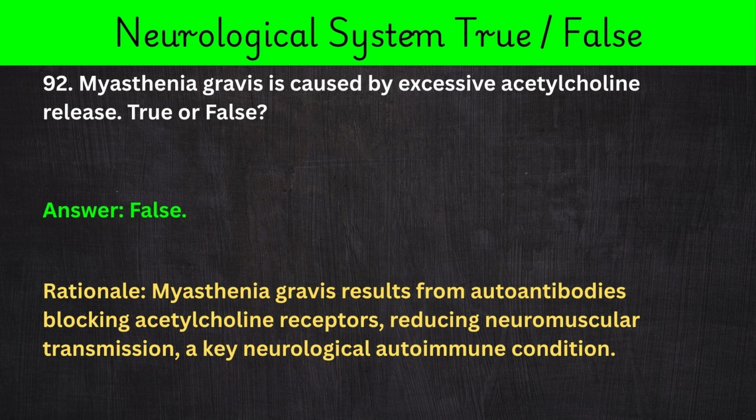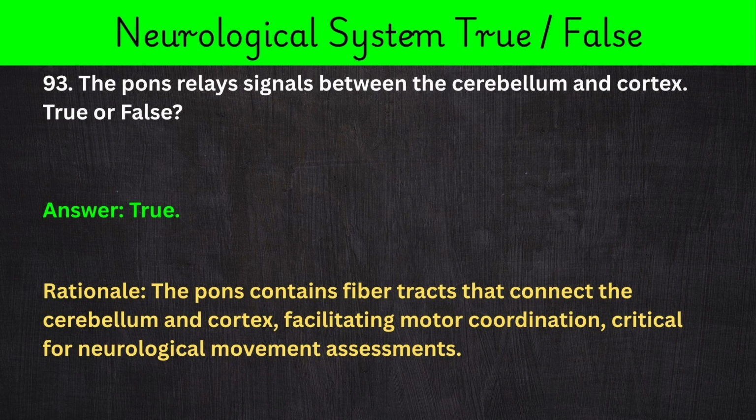Rationale: myasthenia gravis results from autoantibodies blocking acetylcholine receptors, reducing neuromuscular transmission, a key neurological autoimmune condition. 93. The pons relays signals between the cerebellum and cortex. True or false? Answer: true.